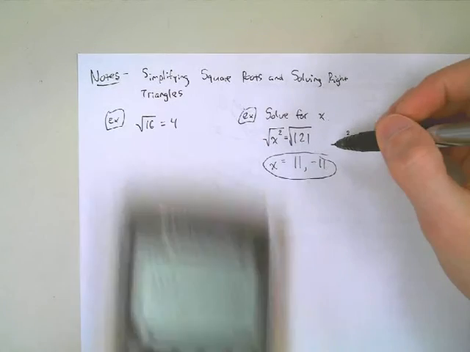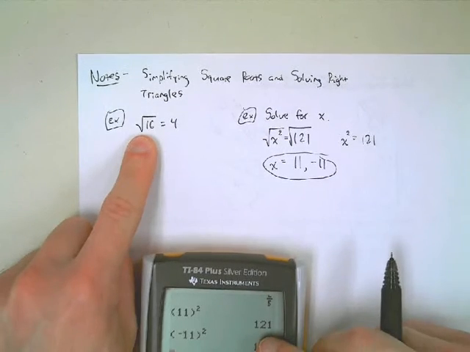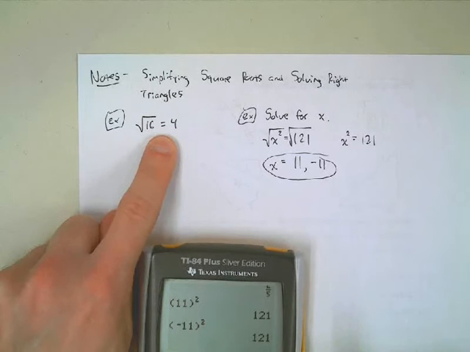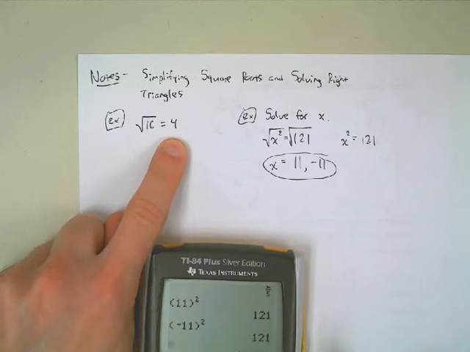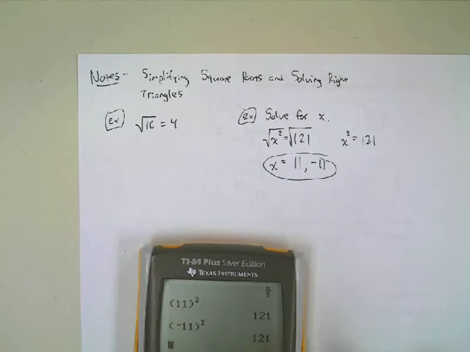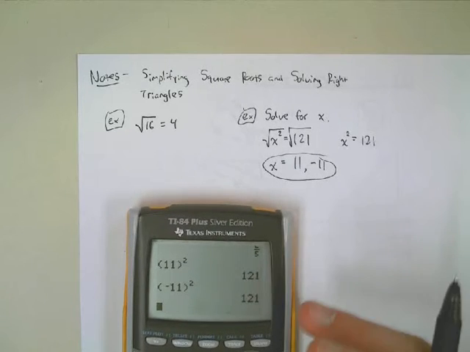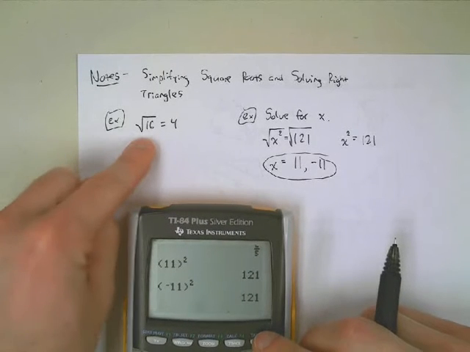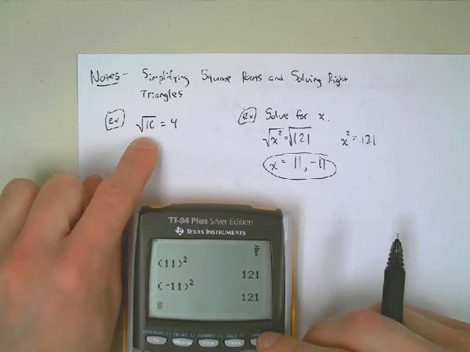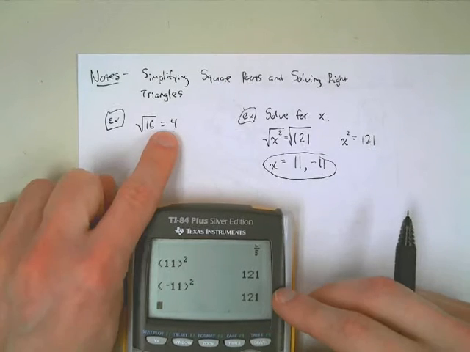But here, when I just have plain old square root of 16, the answer will be 4. The reason for that is because this is not an equation. This is just kind of like an expression. There's no x's to solve for here. This is just saying, what's the square root of 16? Well, it's 4. 4 times 4 gives you 16.